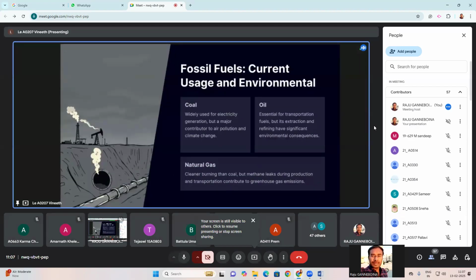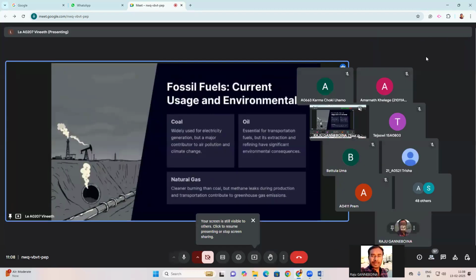So this is the fossil fuel. The main sources of fossil fuel are coal, oil, and natural gas. Coal is the major source that we are using nowadays. About 80% of the energy needs in today's day and age are being met by the use of coal. Oil is essential for transportation and fuels. Oil is obtained by extraction processes, which require huge capital investment and also cause heavy pollution.